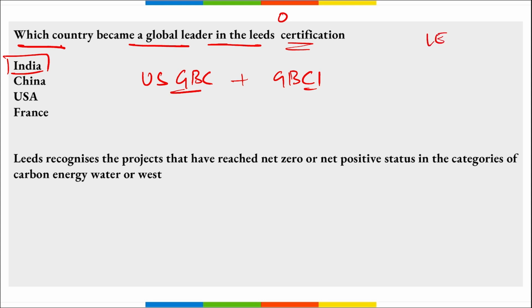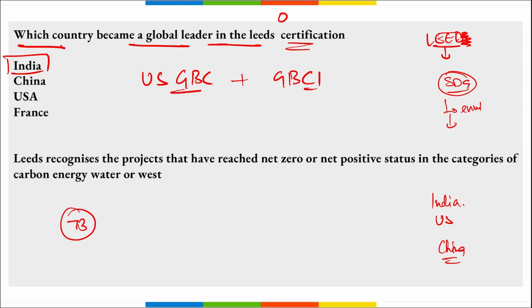So what is LEED? If I ask you the full form of LEED, it is Leadership in Energy and Environmental Design. And recently India has emerged as the global leader here, as we are now shifting hugely towards sustainable development goals, and we are making sure that our environment is safe, and whatever needs to be done is being implemented by India, be it in the energy sector or infrastructure. Remember, LEED recognizes the projects that have reached net zero or net positive status in the release of carbon. The US and China stand at second and third position in the LEED Zero certification. So India is on the top, then the US, and then China.